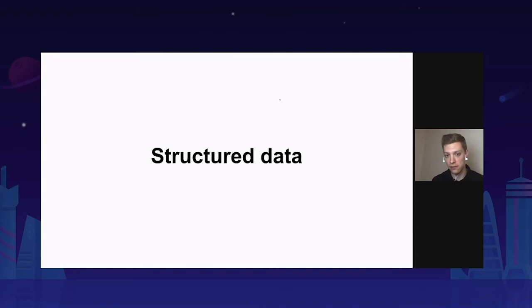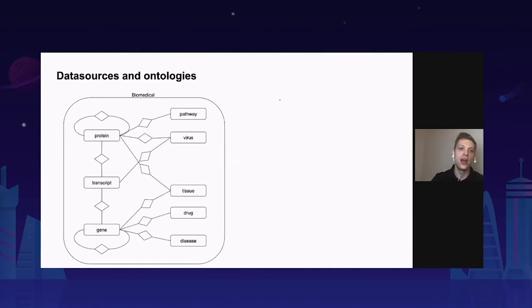Okay, so we covered data quality and where we can get it from. So let's move on to structured data, ingesting them. But first, we have to create our schema, our domain model. In here, right now, we are creating a biomedical domain model. So how did we do it? We just identified several entities: proteins, transcripts, genes, pathways, viruses, tissues, drugs, and diseases, and the relationships between them that we can actually derive from our data sources.